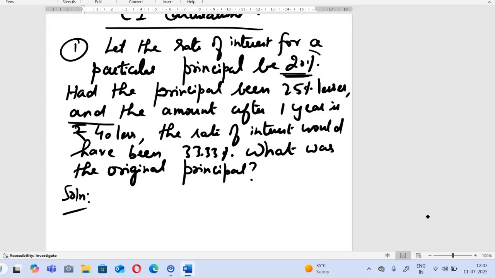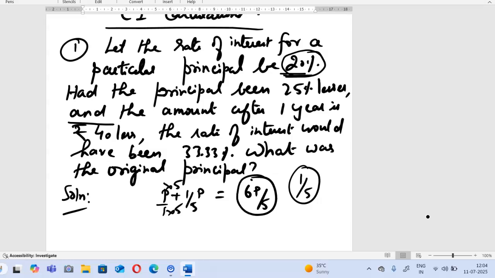See, first, it's always wiser to convert percentages into ratios. So 20% as a ratio is 1/5. So 1/5 of the principal is the rate of interest. That means P plus 1/5 P is the original amount after 1 year. Taking LCM, that is 6P/5. This is the original amount.